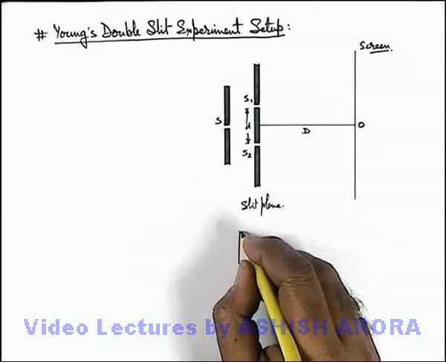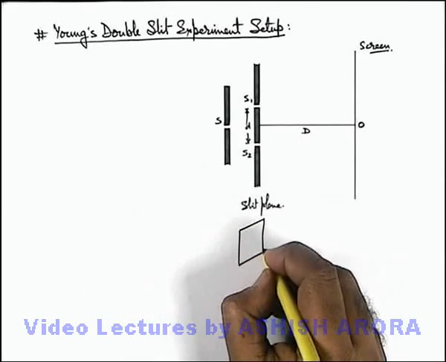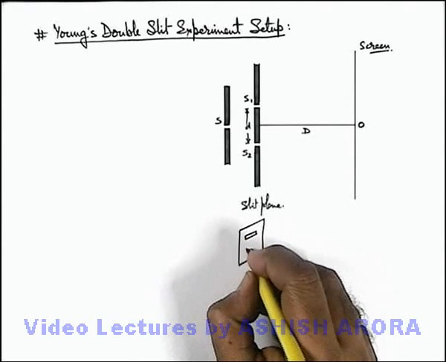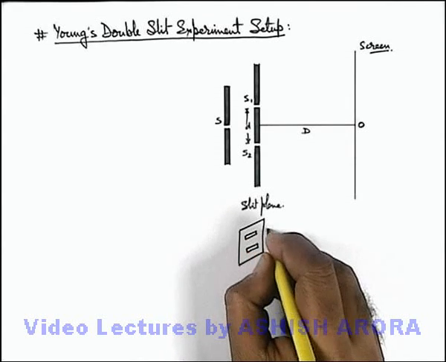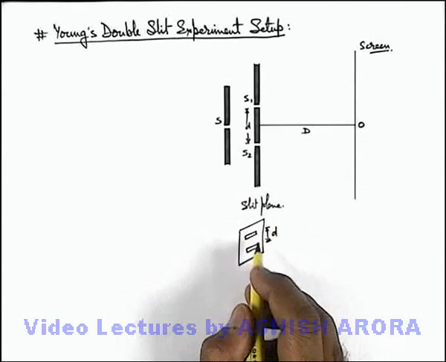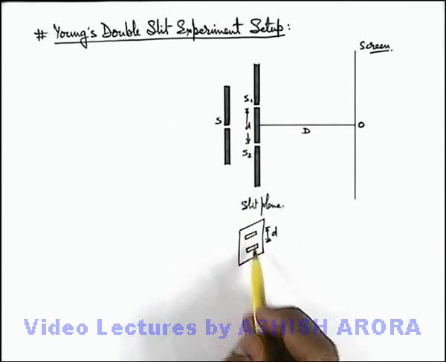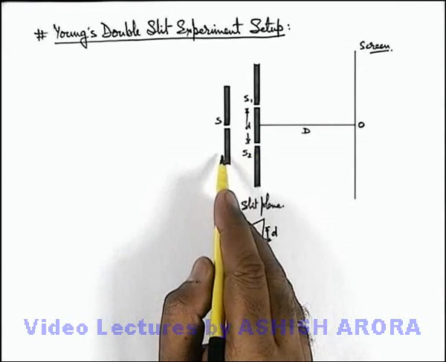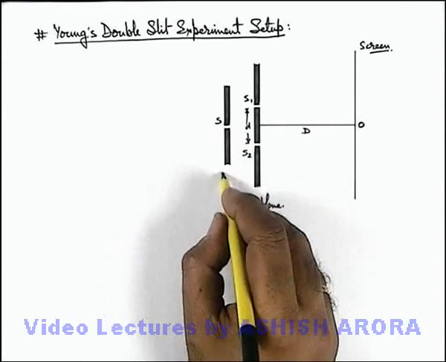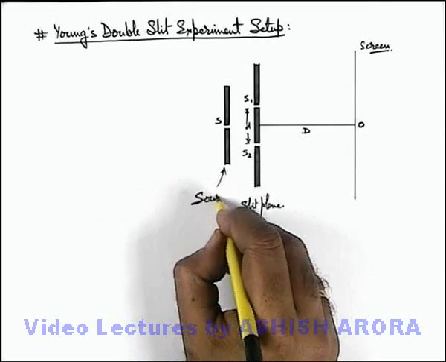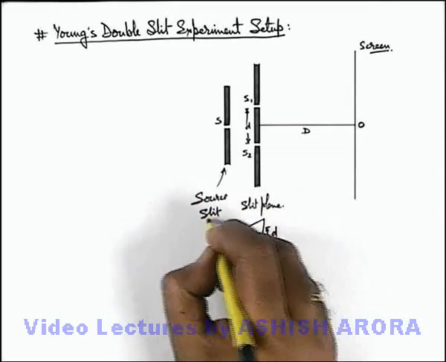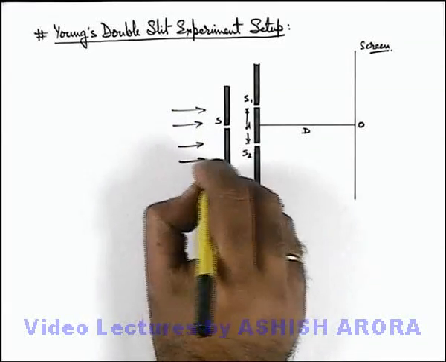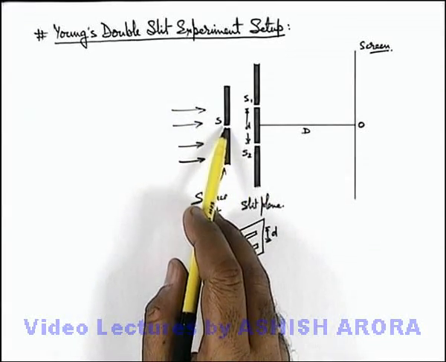This slit plane is like this. I am drawing a perspective view in which there is a cardboard with two rectangular slits cut at a separation d. Here we have drawn the cross-sectional view of this slit plane, and before this slit plane there is a single slit edge which is called the source slit.